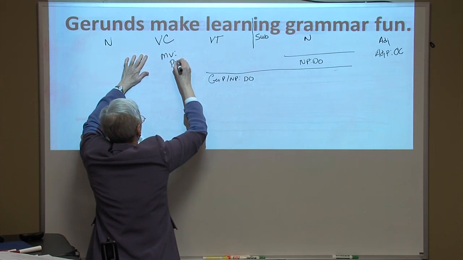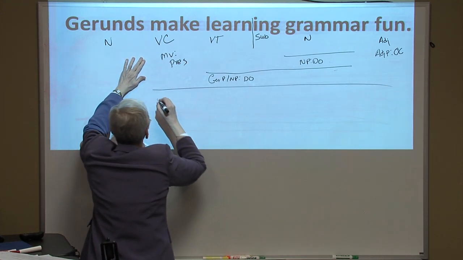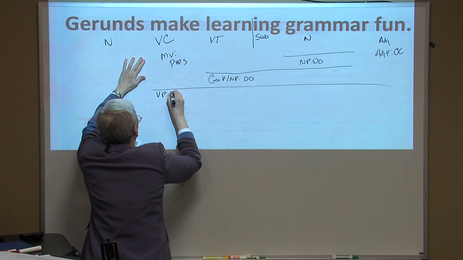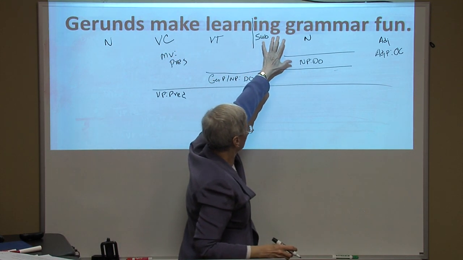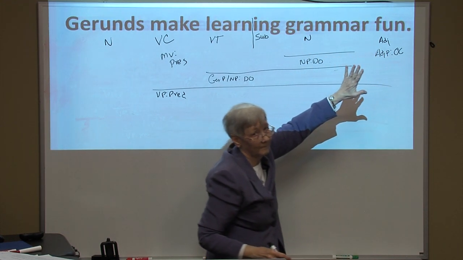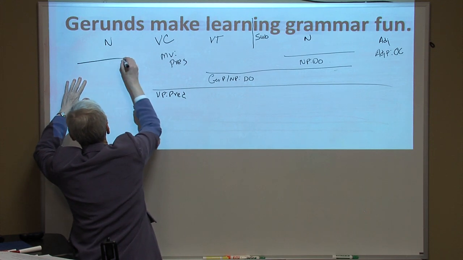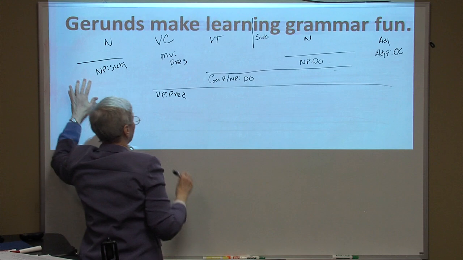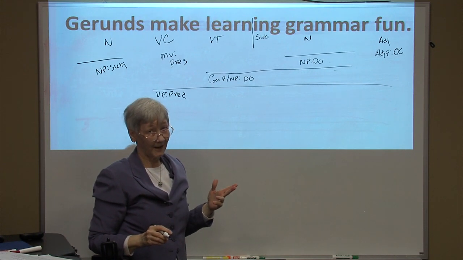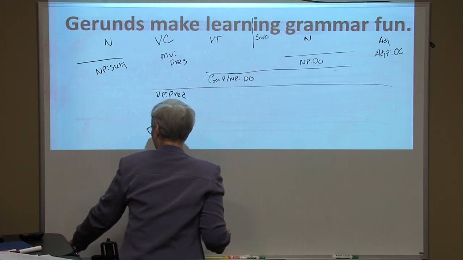It has present tense. So here's our predicate, our verb phrase functioning as predicate. Gerunds make learning grammar fun. Oh, and gerunds is our subject, noun phrase functioning as subject. So there's that inaccurate sentence, grammatically correct, but otherwise not.